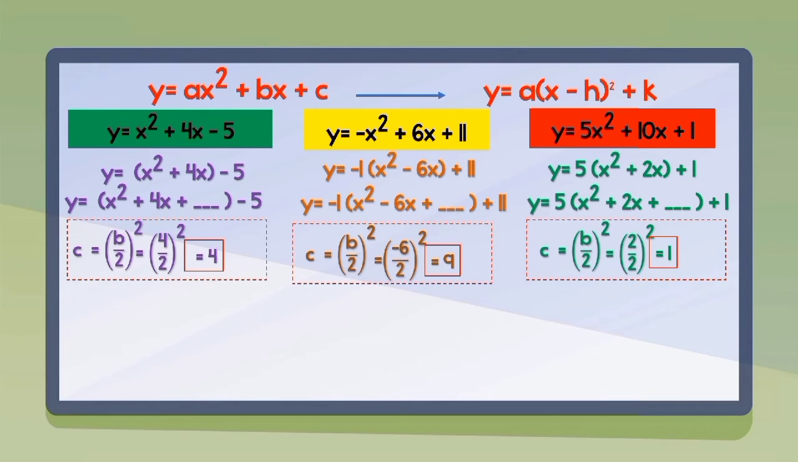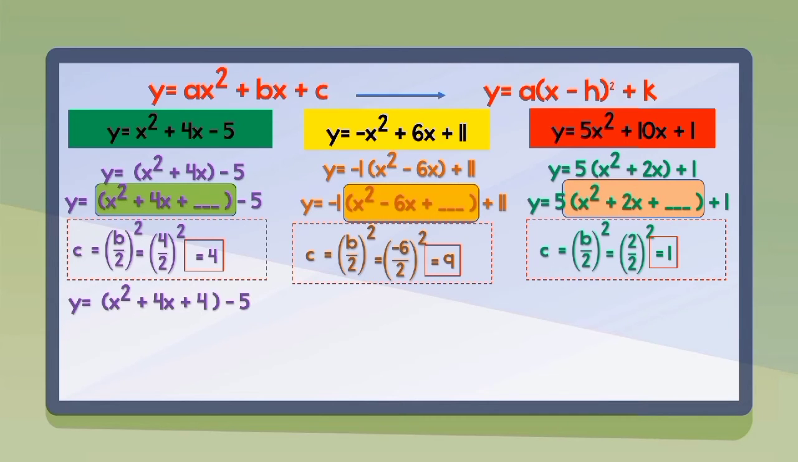Now, let us try to add them to our first two terms to create a perfect square trinomial. That is, y equals x squared plus 4x plus 4 minus 5. Y equals negative 1 times x squared minus 6x plus 9 plus 11. Y equals 5 times x squared plus 2x plus 1 plus 1.